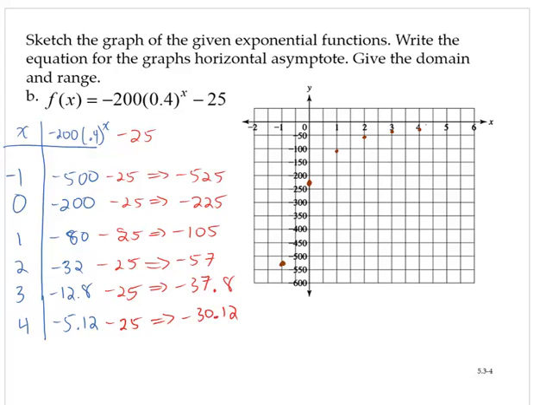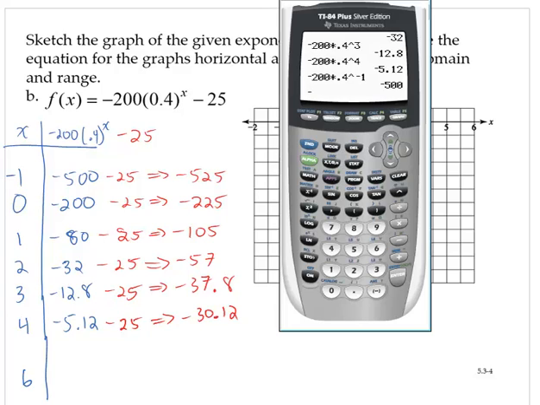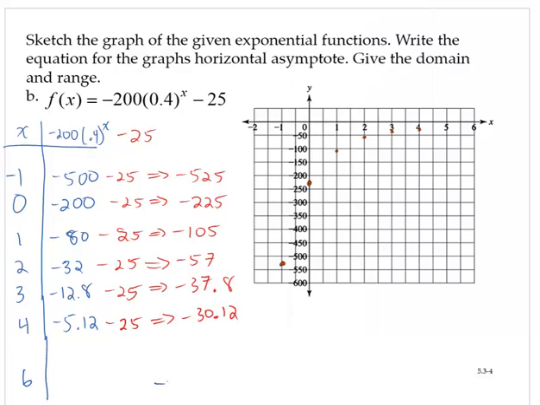And again, what happens here is if we put in a larger number, let's just use 6. What happens if x is 6? For the entire function, I'd have negative 200 times 0.4 to the 6th, and then I would subtract 25. And notice that that's pretty close to negative 25, approximately negative 25.8. So I have 6, negative 25.8.